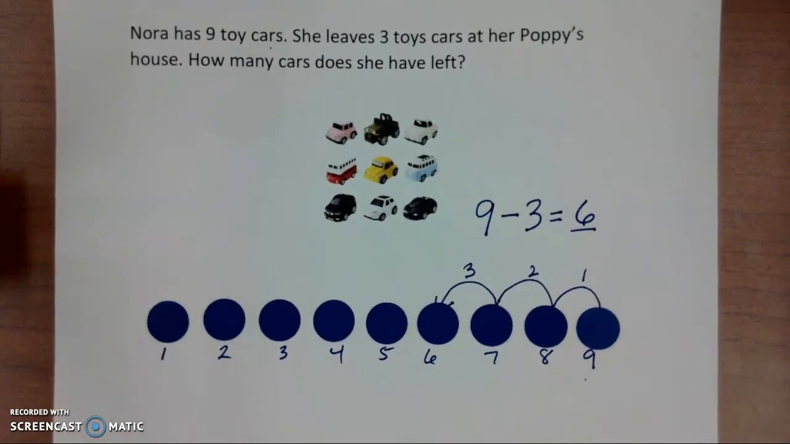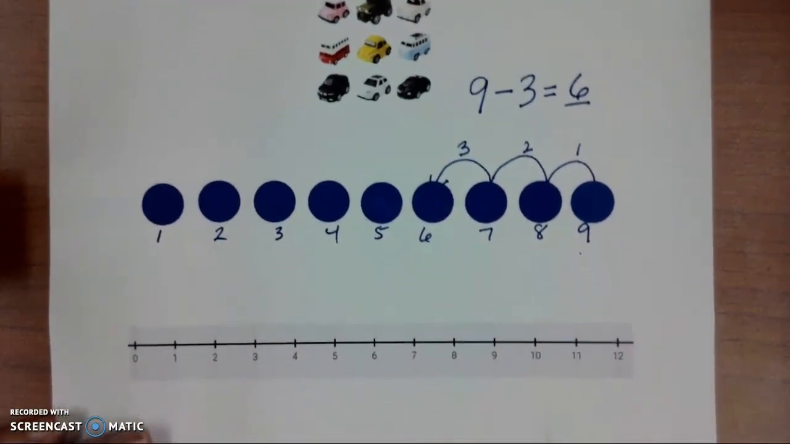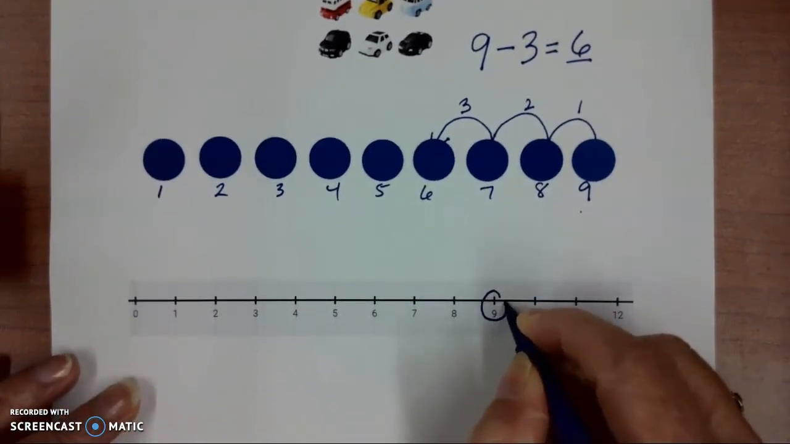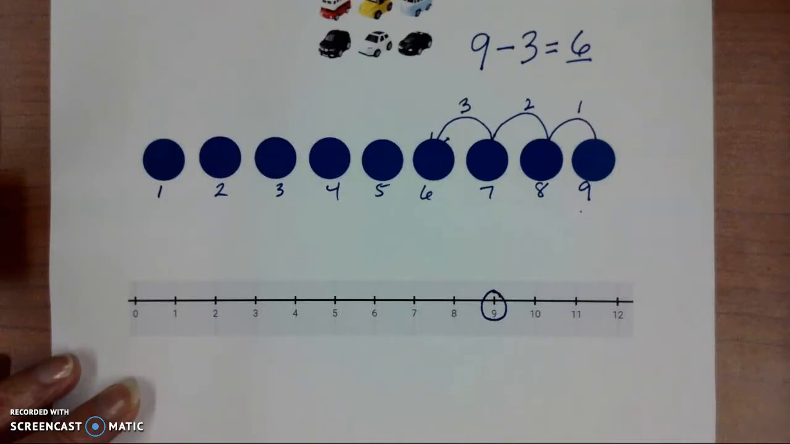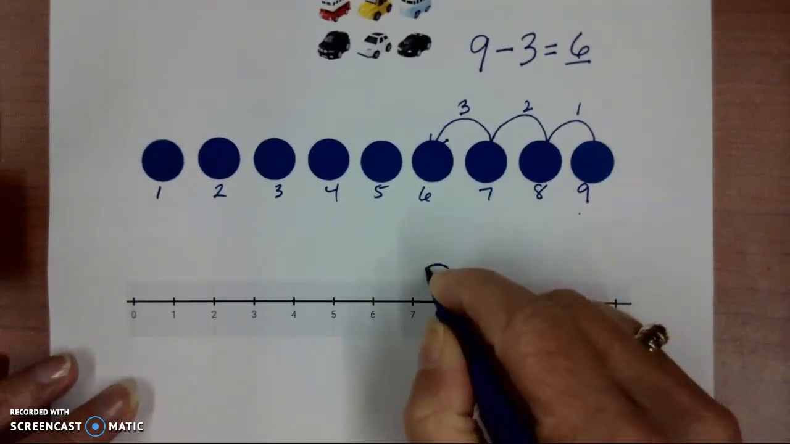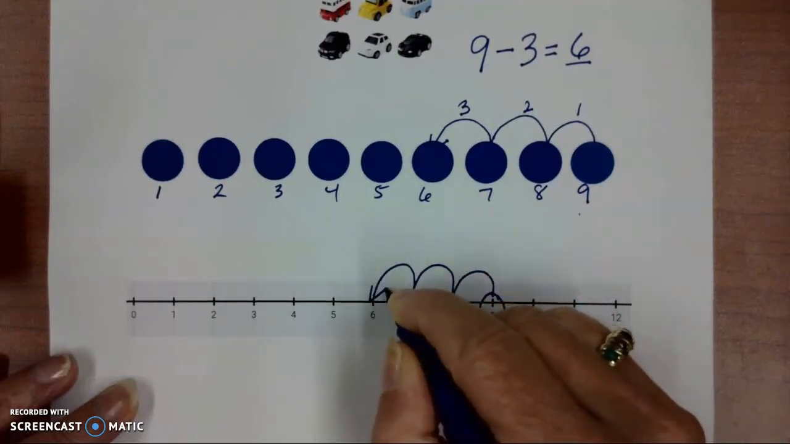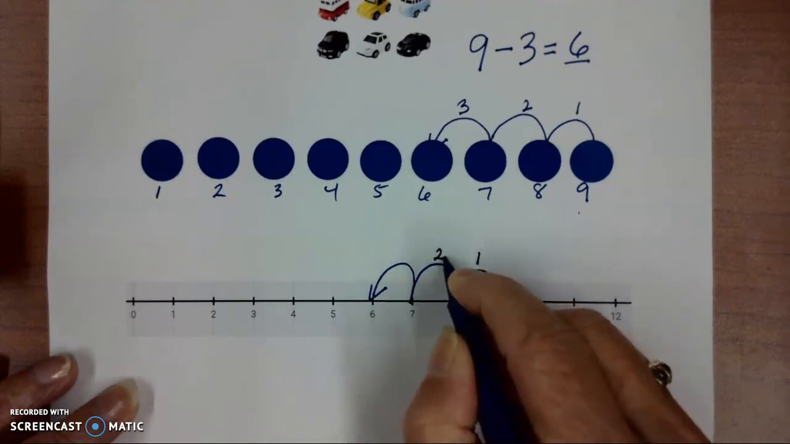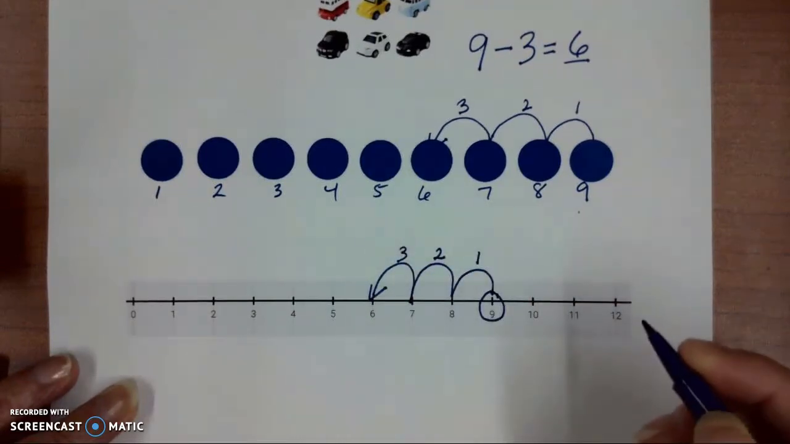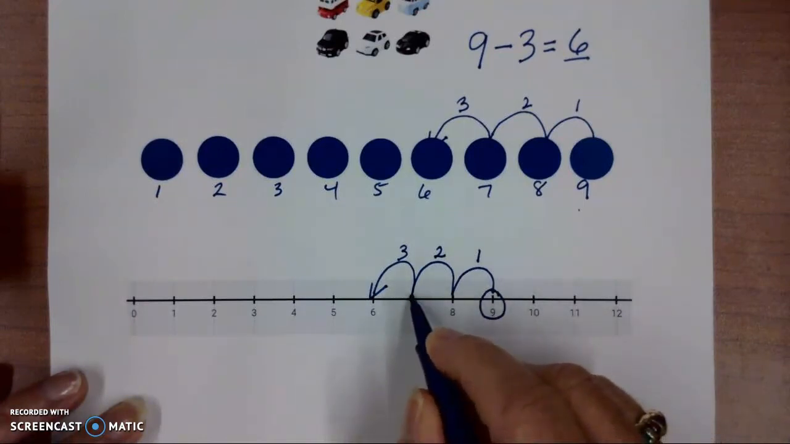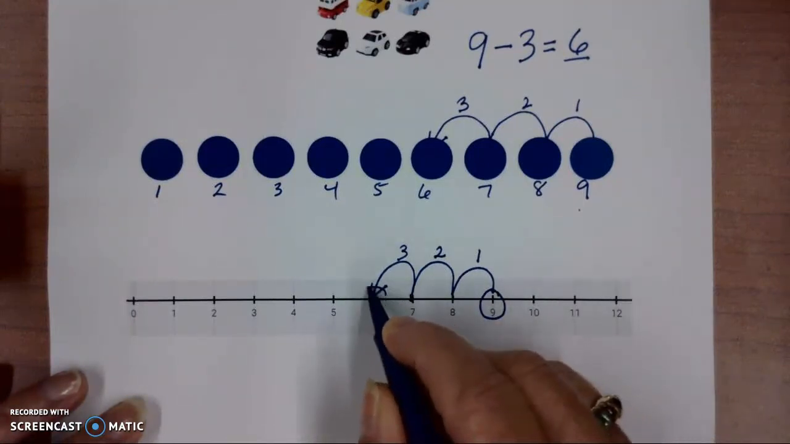Another way to show that is to use a number line. So we start here with what Nora has at the number 9, and we hop back 3 spaces. 1, 2, 3. So here's where we started. We hop back 1, 2, 3 for the 3 cars she left, and we can see 9, 8, 7, 6.